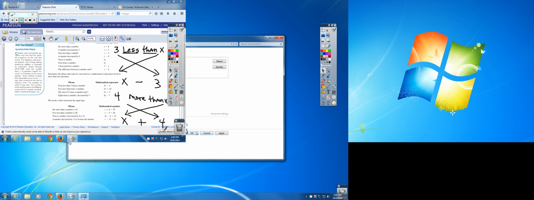Okay? Right here. 4 less than 3 times a number. So that's 3x minus what? 4. If you do 4 minus 3x, you're going to get it wrong. Period.